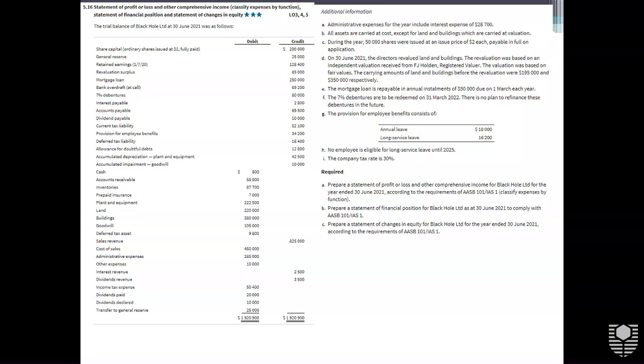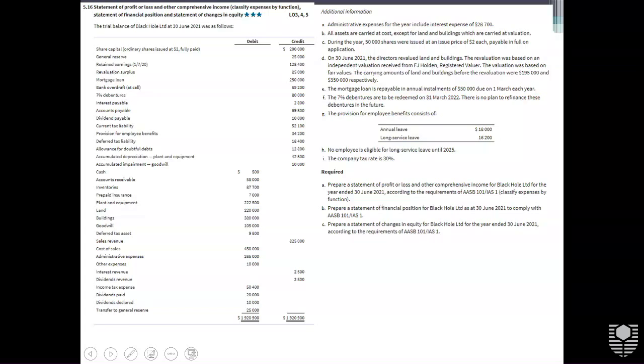The 7% debentures are to be redeemed on the 31st of March 2022. So change that to 2022. There is no plan to refinance these. The provision for employee benefits included annual leave of 18,000 and long service leave of 16,200. So that's in our provision for employee benefits. There of, what is it? 32.